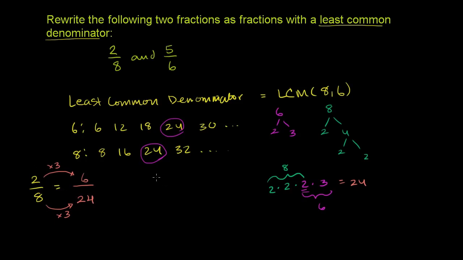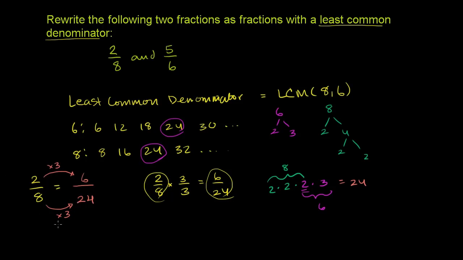To see that a little bit clearer, you say, look, if I have 2 eighths, and if I multiply this times 3 over 3, that gives me 6 over 24. And these are the same fraction because 3 over 3 is really just 1. It's 1 whole. So 2 eighths is 6 24ths.